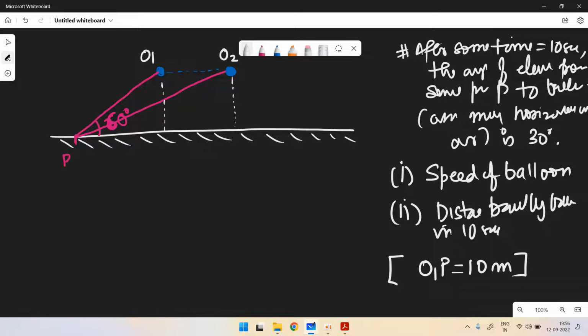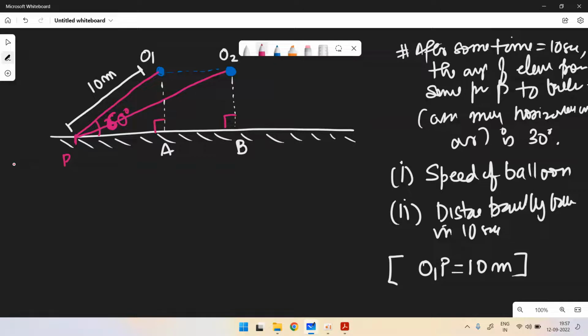Now it is given that O1P is 10 meters. Now I am renaming these points. Let's suppose this is my A, this is my B. And you know that this is with respect to angle 90 degrees. So this is 90 degrees.